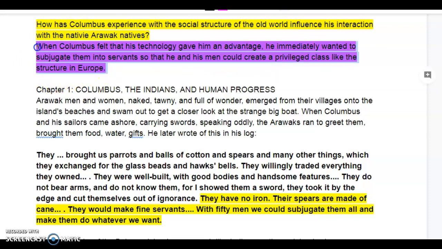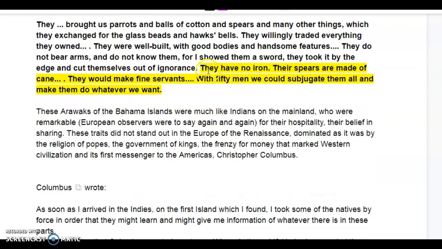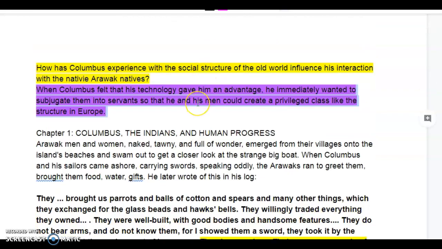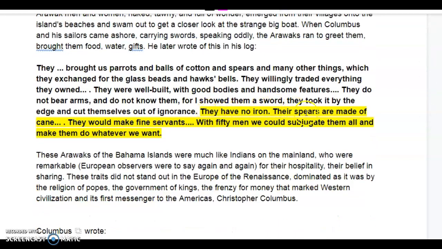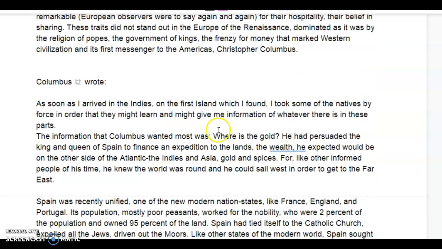So here is my answer. Now I need to support this from the text. I like this quote here that would most support this claim: "They have no iron, their spears are made of cane, and they would make fine servants. With 50 men, we could subject them all and do whatever we want." In this case, I'm using Christopher Columbus's own words instead of Howard Zinn's. So these make very powerful support when they come from a primary source that is offered by Zinn or any author that's given it.